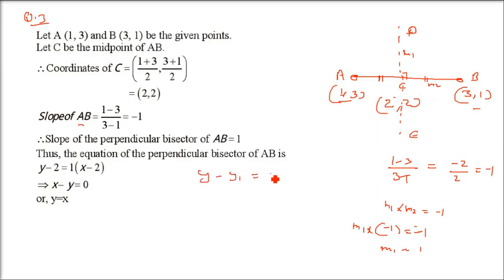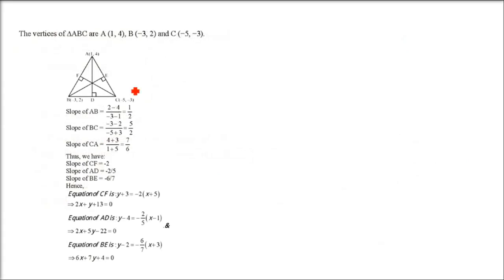So we have y minus y1 equals m times x minus x1. In the place of x1, y1, you can put (2, 2), as it is passing through. m is 1. So y equals x will be the equation.